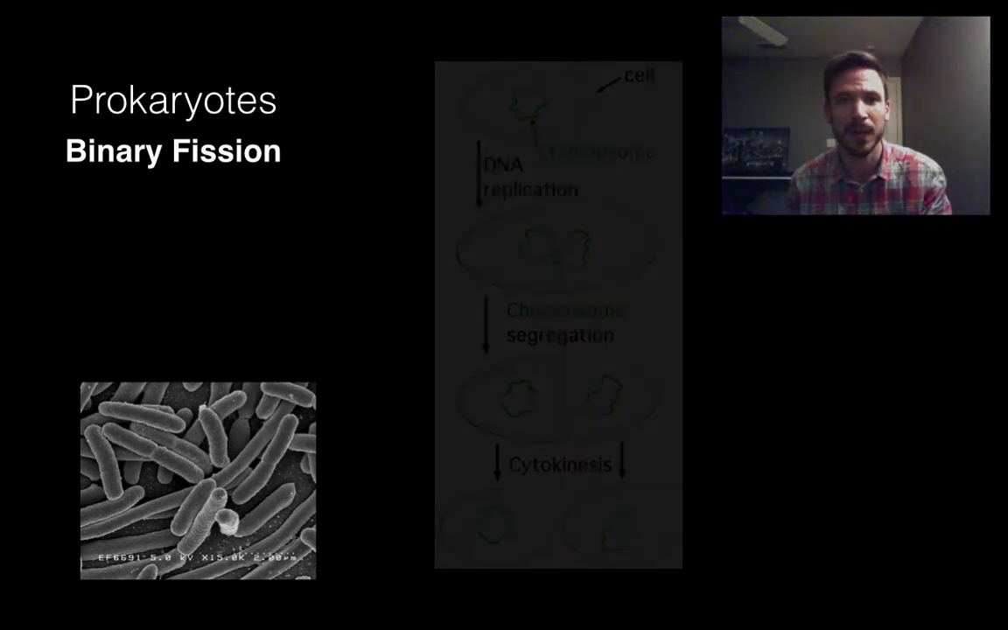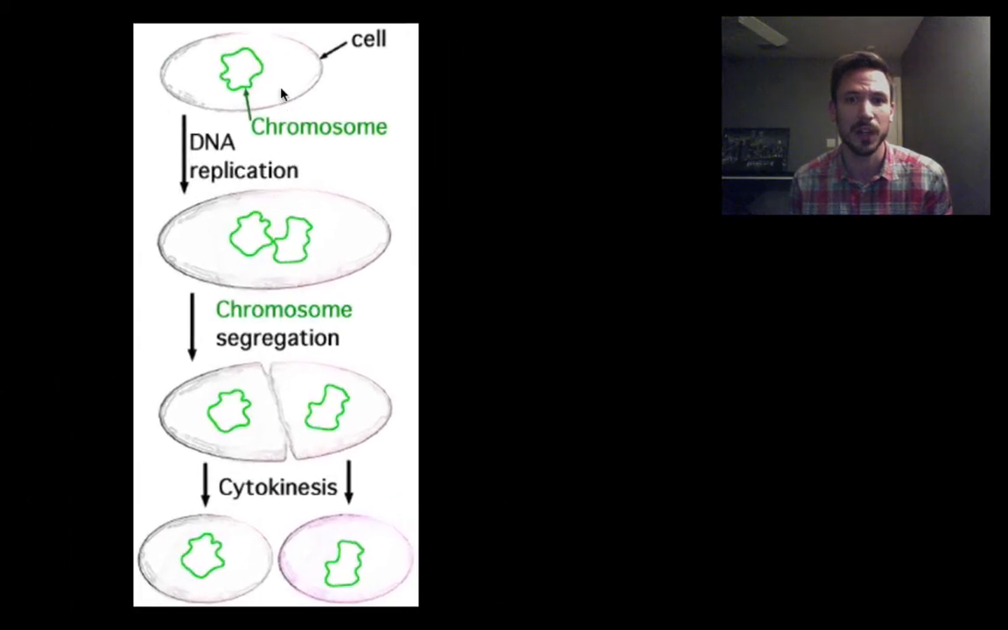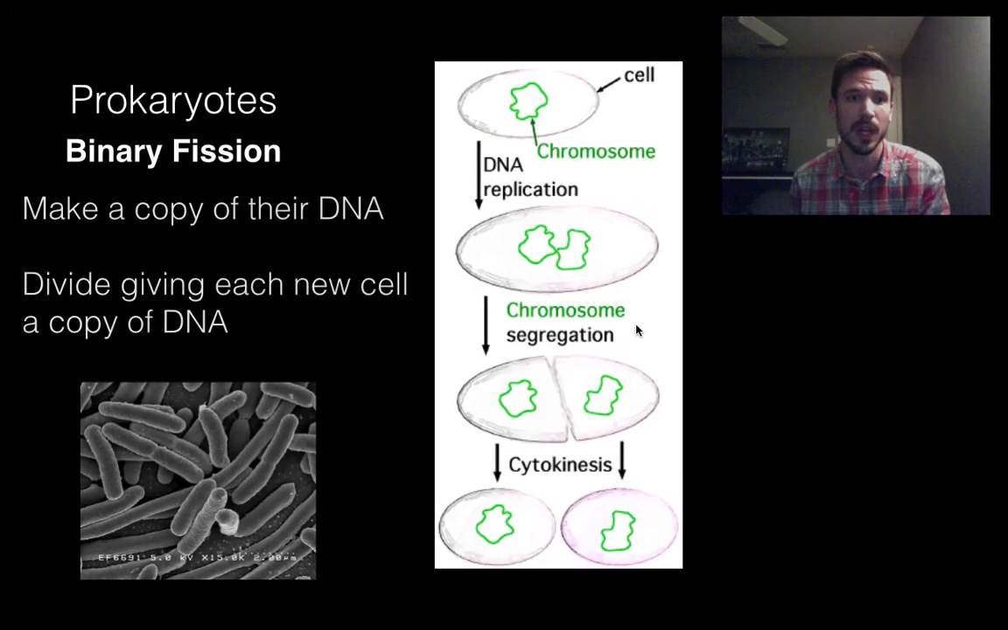So the process of binary fission is a quick, very simple way that bacteria are going to reproduce. They're going to take their circular DNA chromosome, and through the process of DNA replication, make a copy of it, and then simply divide so that each new cell gets a copy of that DNA. This is a very efficient way that bacteria reproduce, and it only takes about 20 minutes, so it must have worked. They've been around for billions of years. So again, binary fission, to recap, all they're doing is making a copy of their DNA and then dividing, giving each new cell a copy of that DNA. It's a very, very simple, quick way to do it.